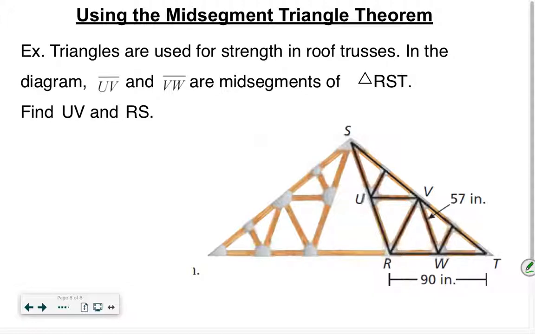All right, find UV and RS. Let's start with UV. Okay, UV is a mid-segment. It's going to be half as long as the side that it's parallel to. So, Aaliyah, what side is parallel to UV? Parallel. Say again? RW, RT. Okay, so UV is half as long as RT. And Aaliyah, what's half of 90?